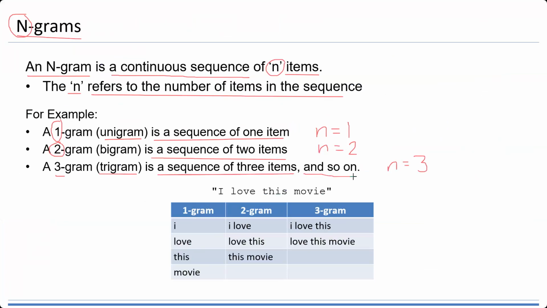So if I have the words I love this movie, the 1-gram is I, love, this, movie. If we want to check the 2-gram, it means there are two words: I love, love this, this movie. If it is 3-gram, then I will have three words: I love this, love this movie. So we can present the text as the n-grams.